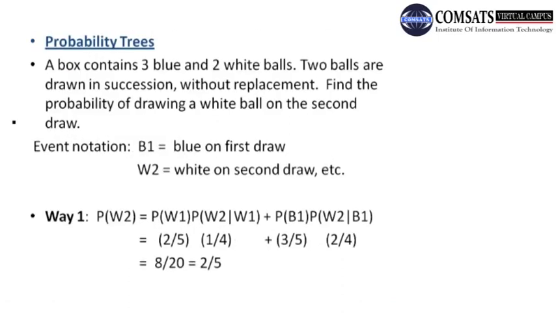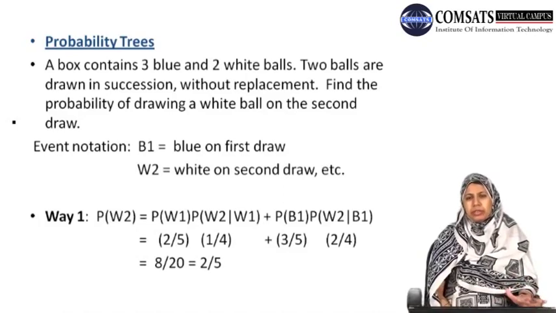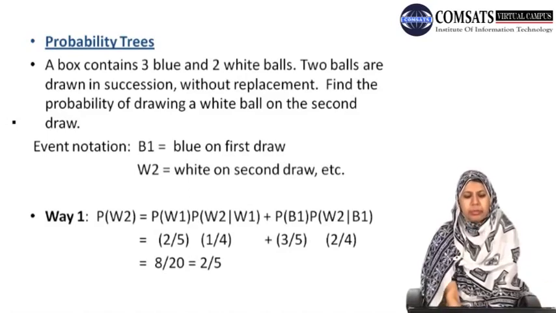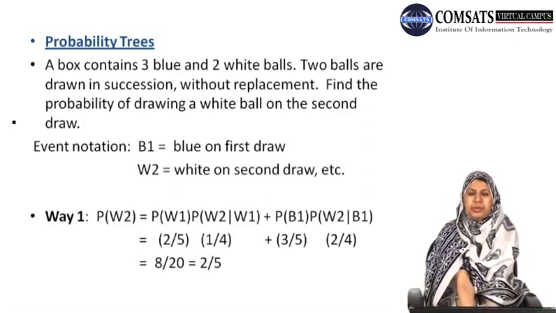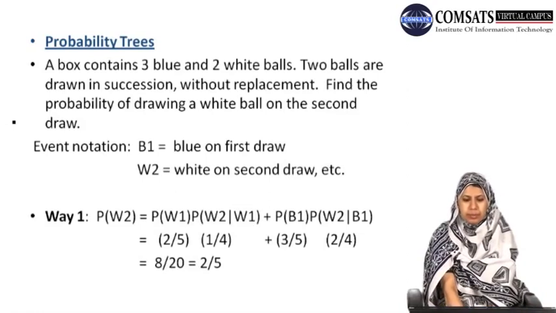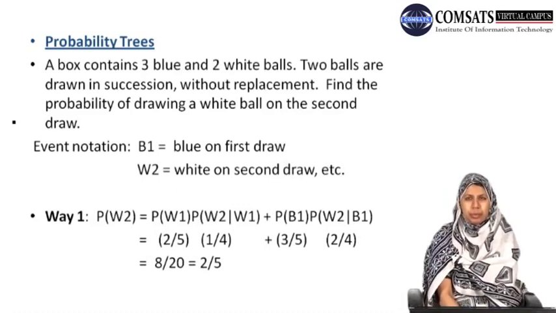We can also find probabilities by using the probability tree, as we have calculated the number of possible outcomes by using our tree diagram. Suppose a box contains 3 blue and 2 white balls, and 2 balls are drawn in succession without replacement. So this is an example of a conditional probability. We are asked to find the probability of drawing a white ball on the second draw.